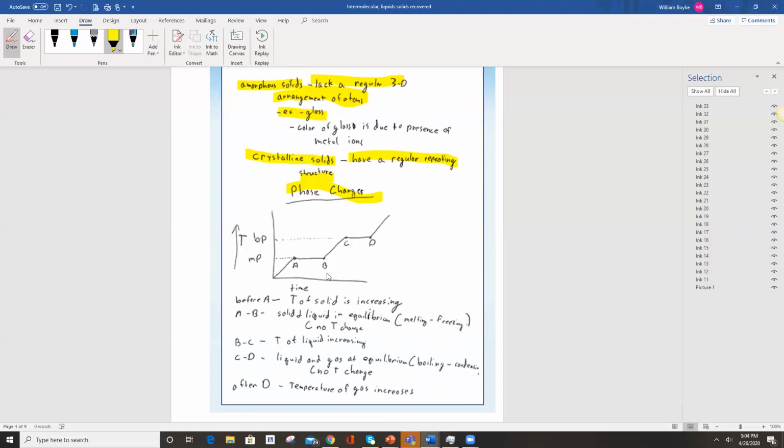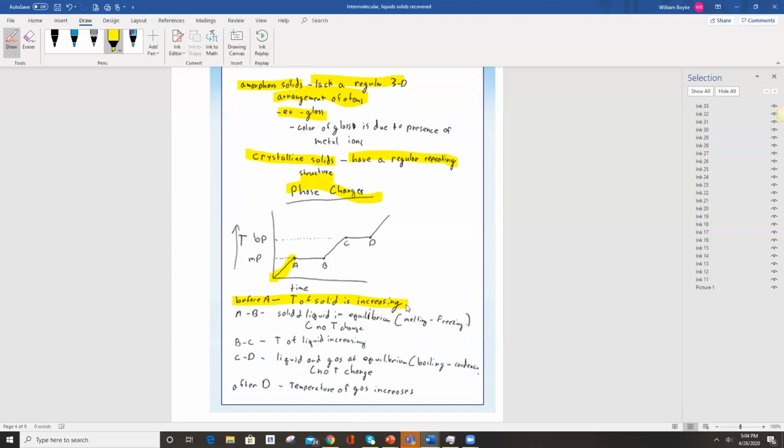So I drew this out. On the vertical axis is the temperature. On the horizontal axis is time. So we're starting right at the origin here. And what you're seeing is, as we're supplying heat, in all this region before point A, the temperature of the solid is increasing. It's going from very, very cold to kind of cold to less cold.